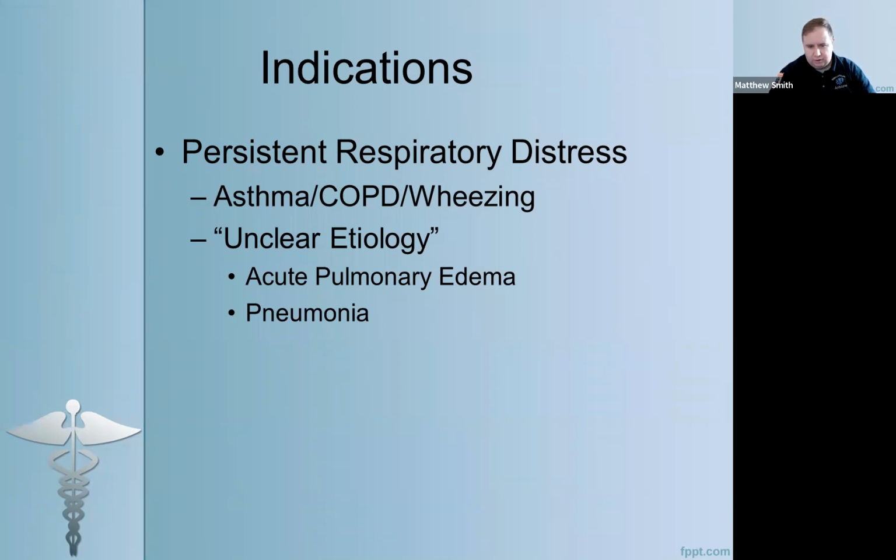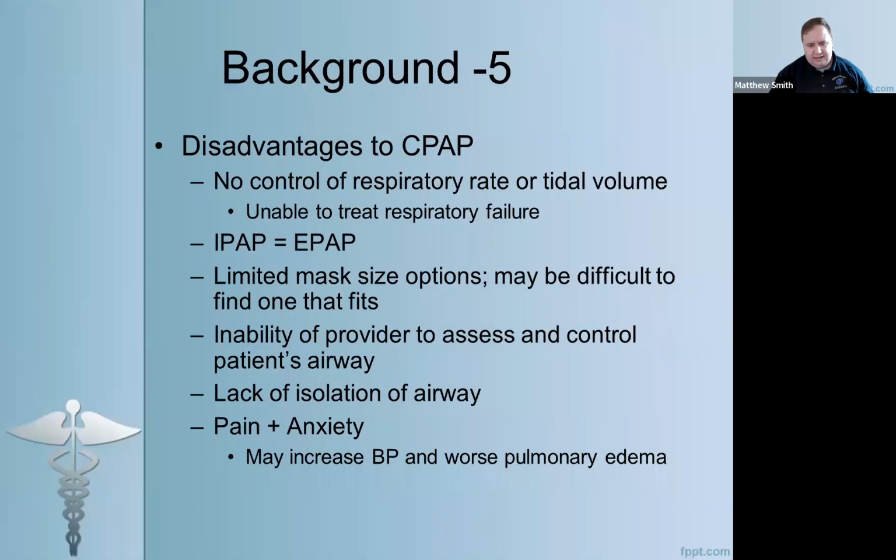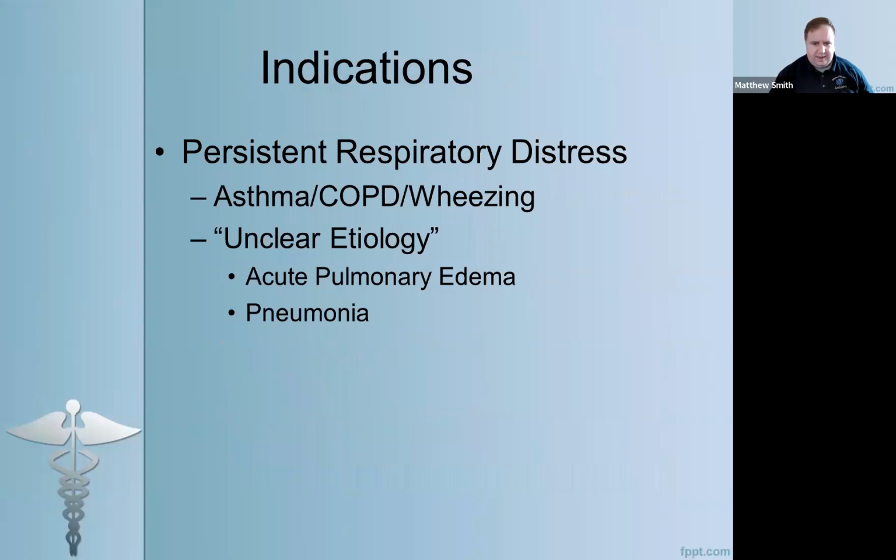And so there's two broad categories of etiology that the protocols speak to when it comes to our use of CPAP. The first one is what we could categorize as lower airway obstruction. So that's going to be asthma, COPD, and wheezing, right? Wheezing characterizes obstruction of the lower airway. That's present in asthma, it's present in COPD. And we talked about a few slides ago, the therapeutic benefits of CPAP there are to splint open those swollen or constricted bronchi and bronchioles, right? And so that's why we're going to use it for those patients.